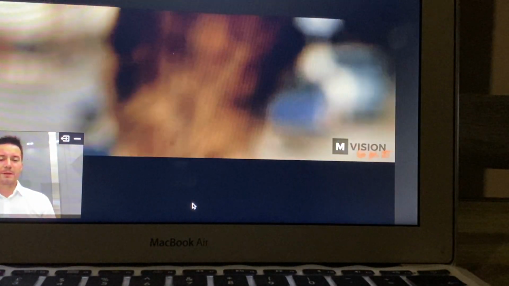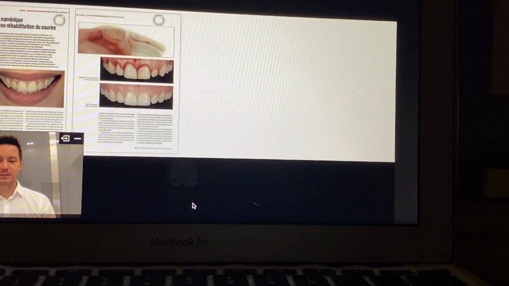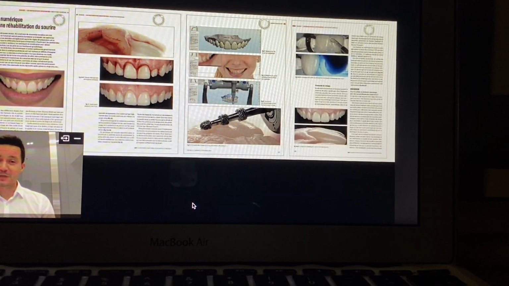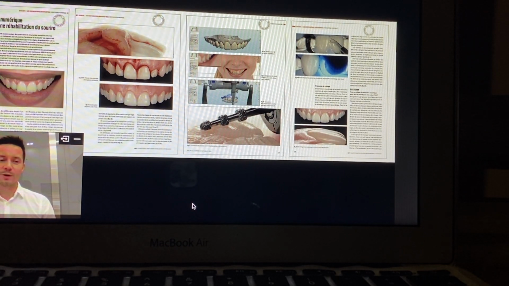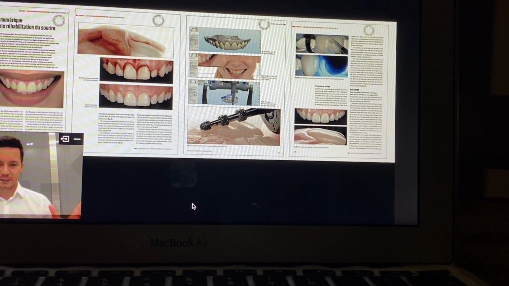We actually published this case in the journal, in Quintessence Journal in France. So you guys, if somebody speaks French, you are very welcome. You can download it again, Quintessence France, where you can read about all of the details, which instruments we were using, how we were bonding. I mean, all of that.